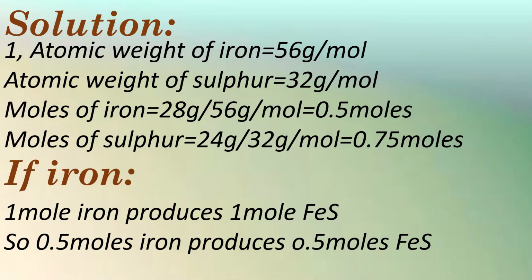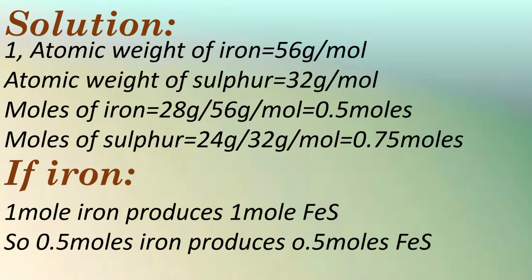Solution. First we want to know the atomic weight of iron, that is 56 gram per mole. Atomic weight of sulfur, a non-metal, is 32 gram per mole. The amounts of iron and sulfur are given, and the atomic weights are given. Now we will calculate the moles of iron and sulfur respectively.